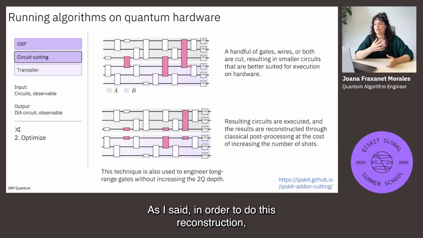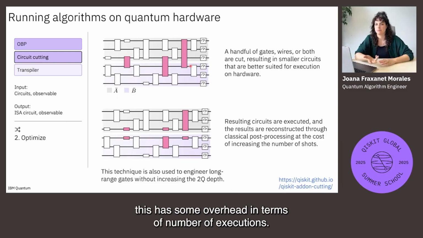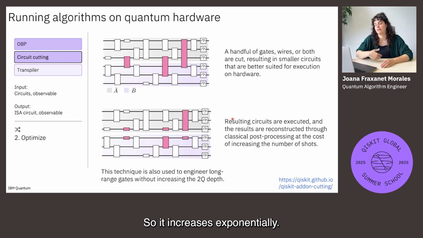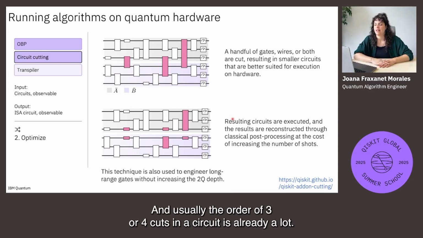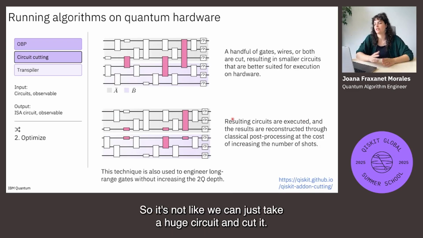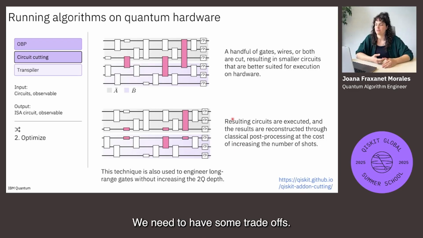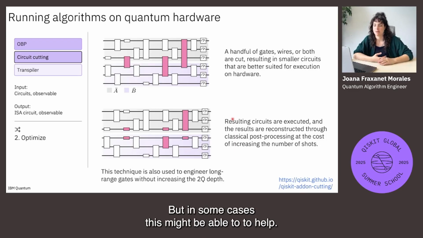As I said, in order to do this reconstruction, this has some overhead in terms of number of executions, and in fact the overhead is usually not very good, so it increases exponentially, and usually the order of 3-4 cuts in a circuit is already a lot. So it's not like we can just take a huge circuit and cut it and then we would get the results for free. We need to have some trade-offs, but in some cases this might be able to help.